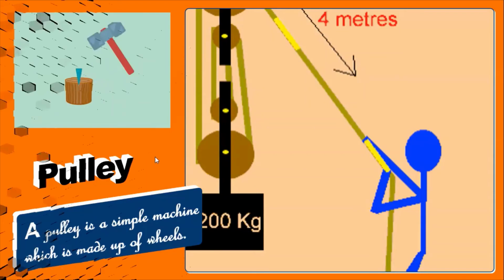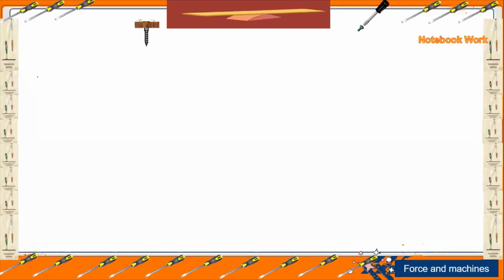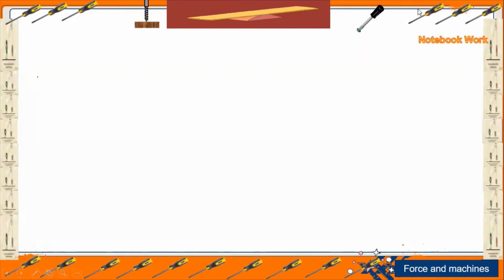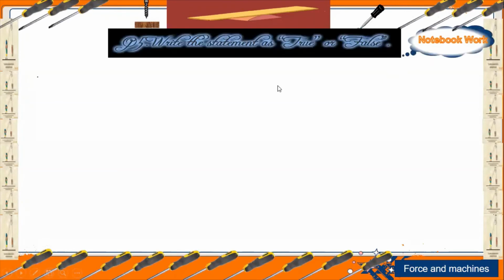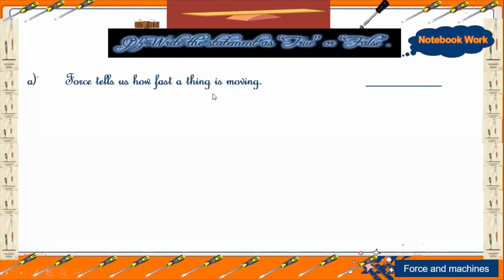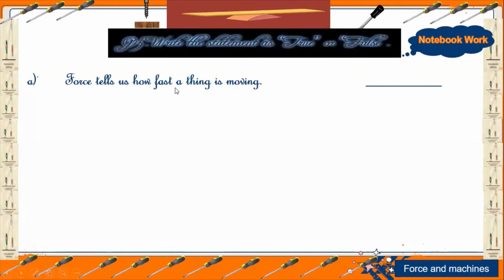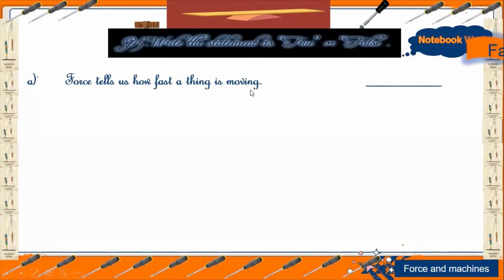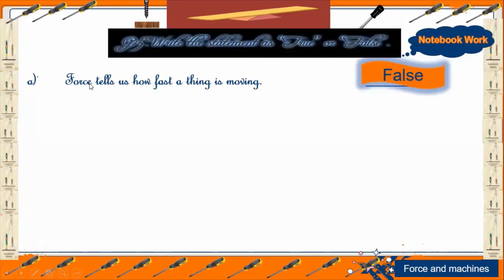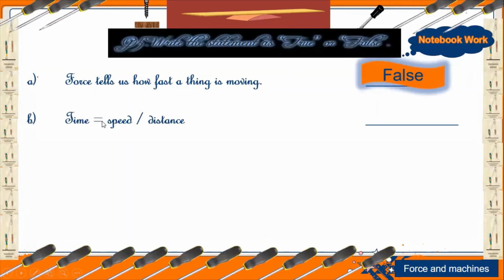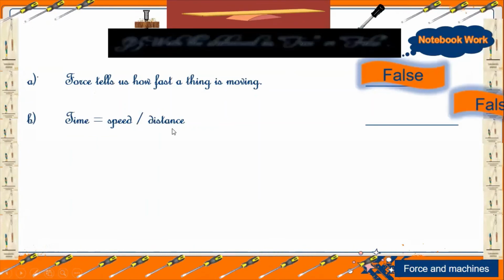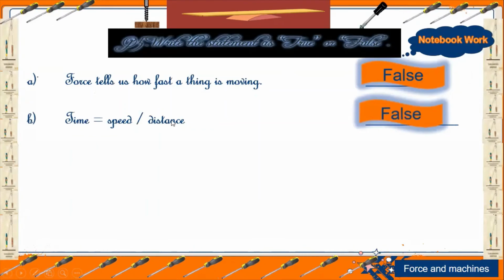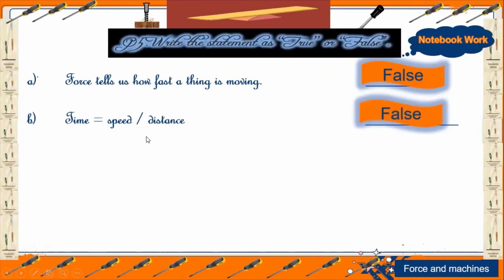Now we come to today's work, students. Today's work is question number 5. Write the statement as true or false. So students, it's notebook work. A. Speed tells how fast a thing is moving. It's a true statement, because speed tells us how fast a thing is moving. B. Time is equal to speed divided by distance. It's a wrong statement, students. Time is equal to distance divided by speed.